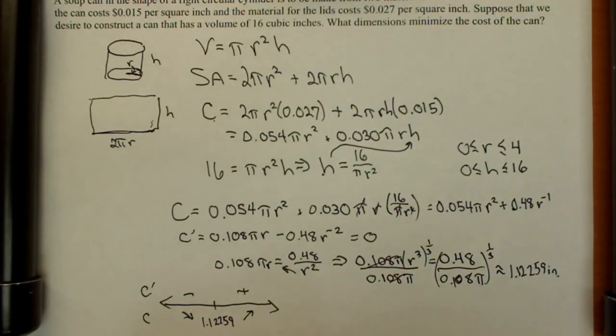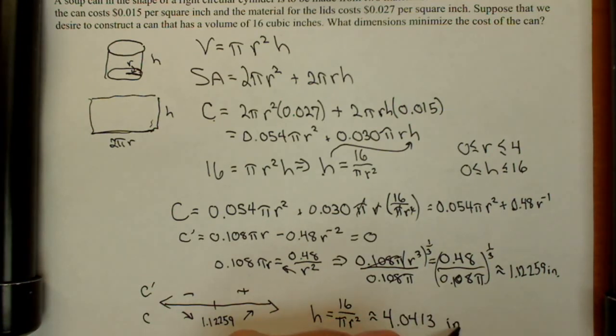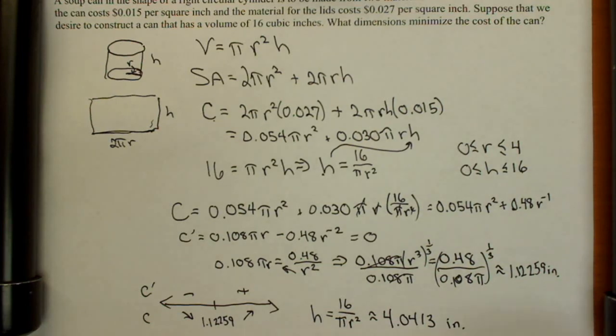Last thing we need to do is find our h. We said h equals 16 over pi r squared. So subbing in what we found for r, approximately as a decimal, we'll get 4.0413 inches. So there's our dimensions that yield the can of minimum cost.